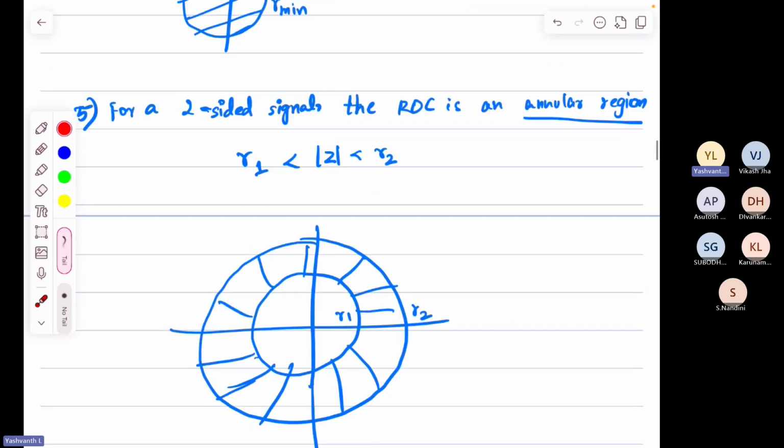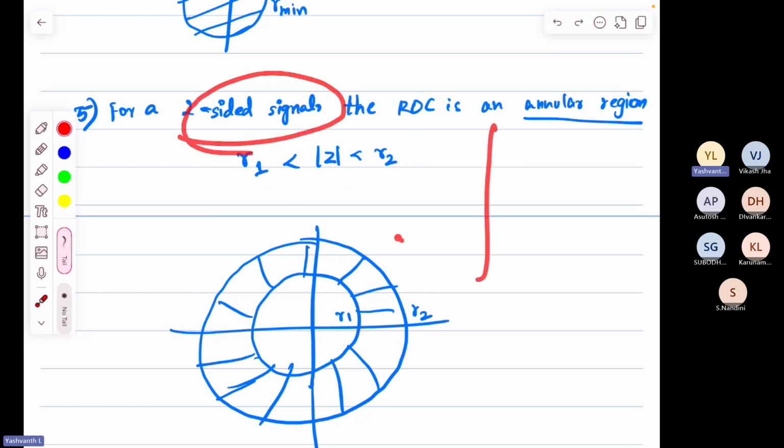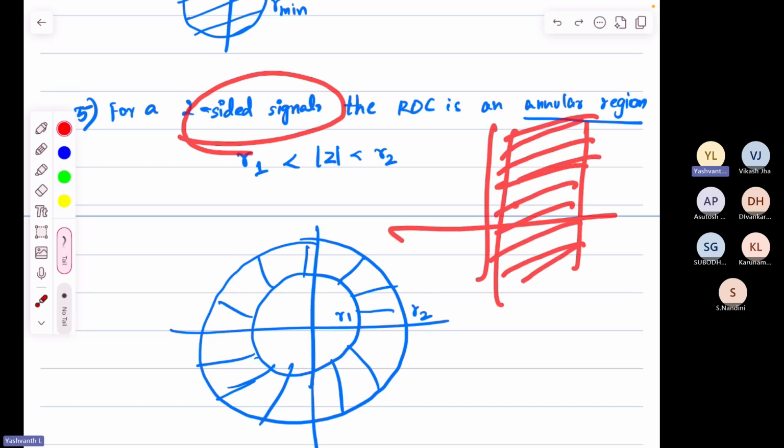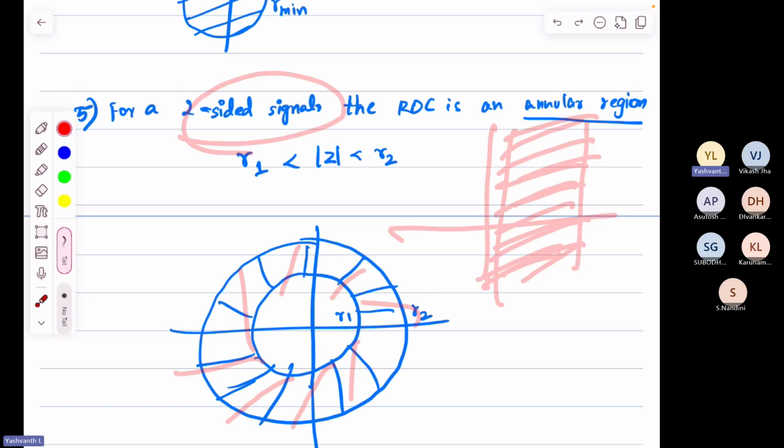And finally, if the signal is a two-sided signal, then ROC is an annular region. Annular region of width R1 and R2, where R1 and R2 are appropriate poles of your Z transform. This is similar to your Laplace transform. What did we say? For a two-sided signal, the Laplace transform is a strip. It's a finite strip. Now, this strip has become an annular region in Z transform.